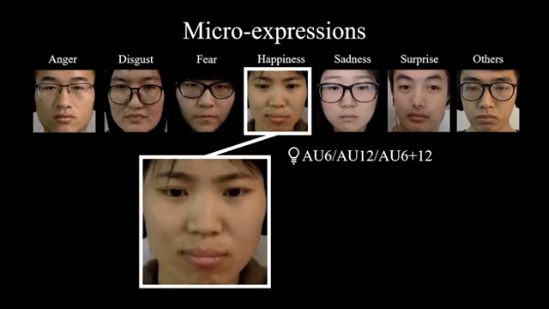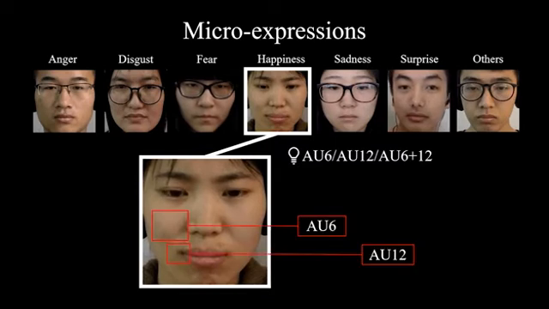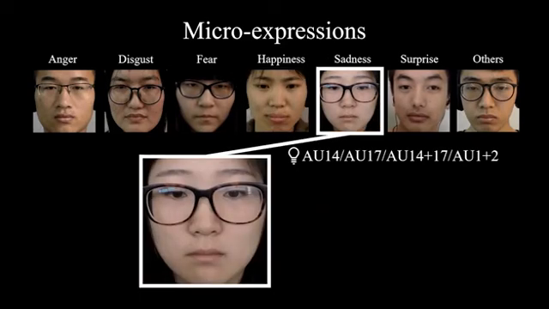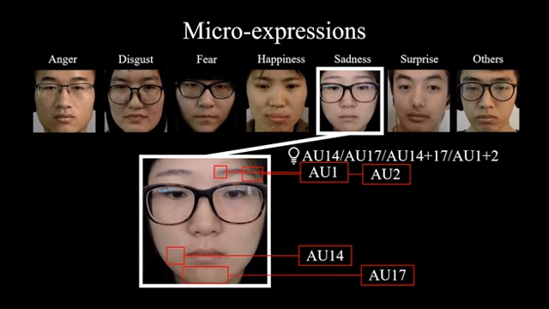The movements for the happiness example are combinations of cheek raising and lip corner pulling. The motions in the sadness example include combinations of inner brow raising, outer brow raising, dimpling, and chin raising.